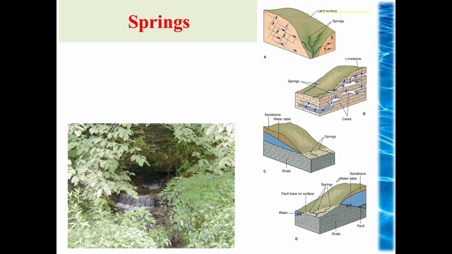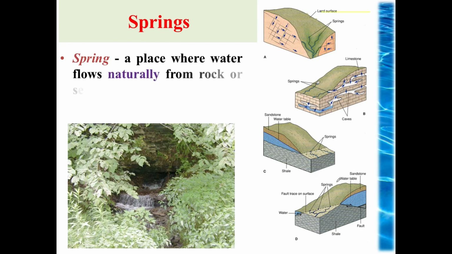Now we will see what a spring is. A spring is defined as a place where water flows naturally from rock or sediment onto the ground surface. The most important term here is naturally. So it is a natural flow of groundwater. A spring proves that there is groundwater in a mountainous region, because a spring is nothing but the natural discharge of groundwater in the mountainous area or the place where it's sloping.